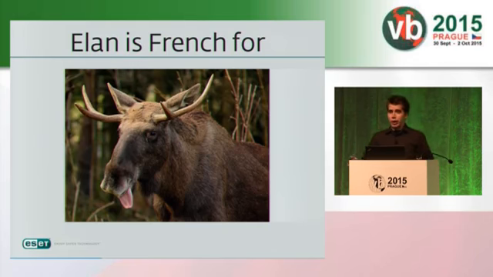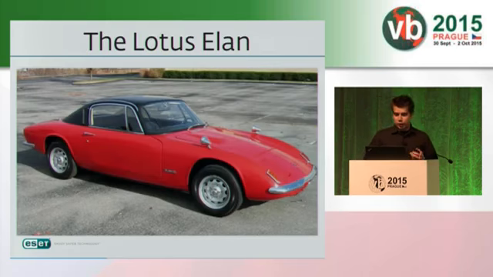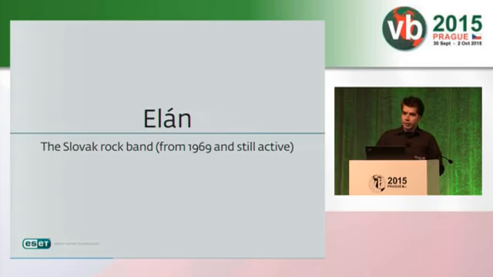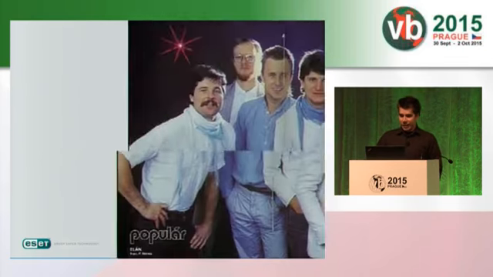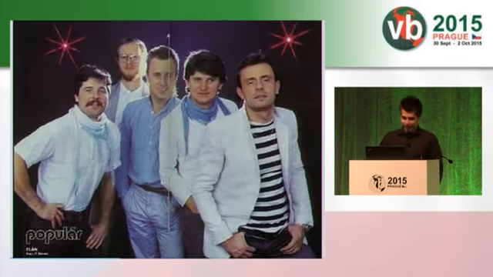But after the release of the white paper, thanks to internet crowdsourcing, we got other reasons for the name. So maybe they were into cars after all, and they were nostalgic of the great Lotus Elan. Or maybe they're from around here, and it's based on a Slovak rock band from 1969 that is still alive called Elan. So thanks, Robert Lipovsky, for this tip. I didn't know about that band, unfortunately.